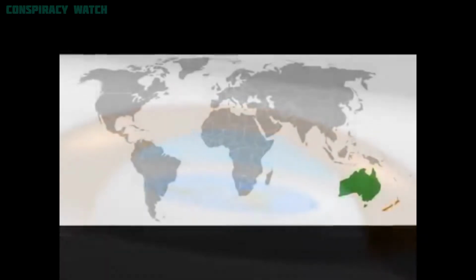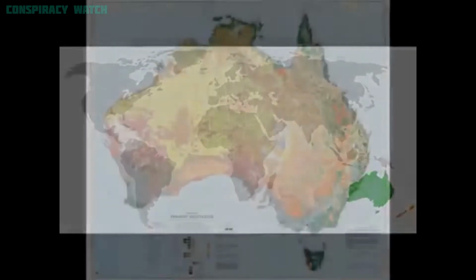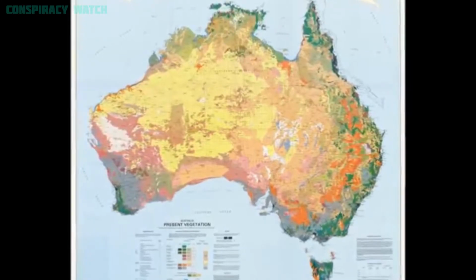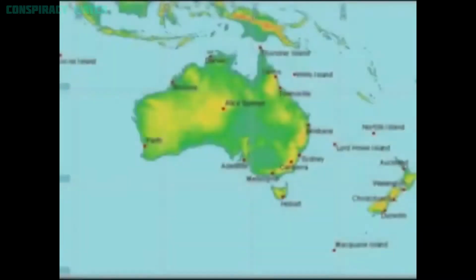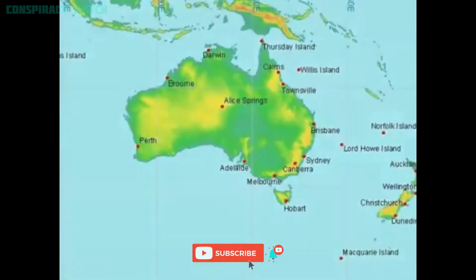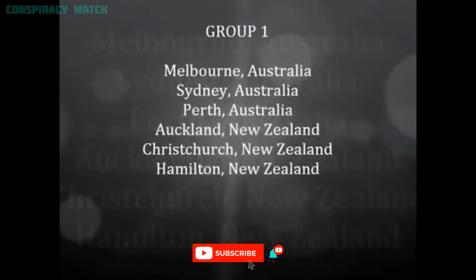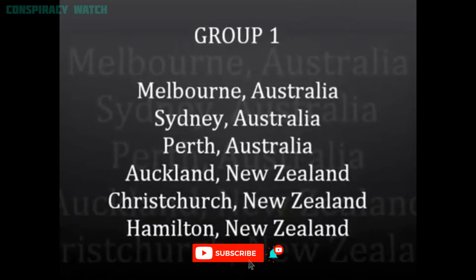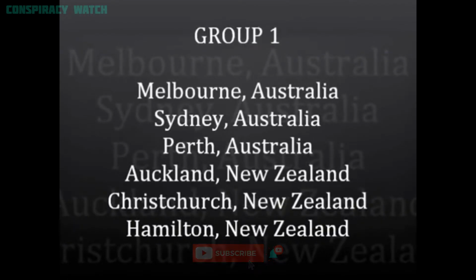Now we are going to look at two specific groups of cities. The first group is going to be from the area around Australia, including New Zealand. We'll call this Group 1. Group 1 includes Melbourne, Australia, Sydney, Australia, Perth, Australia, Auckland, New Zealand, Christchurch, New Zealand, and Hamilton, New Zealand.